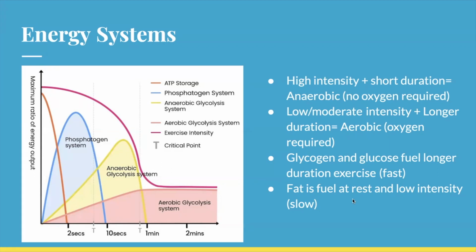Now, this is both fat and carbohydrate or glucose metabolism. So both require oxygen to be converted into ATP to fuel exercise. Fat is a bit slower and used at rest or low intensity, partially used at steady state, whereas glycogen or glucose are a little bit faster and are used more prominently at higher intensity or longer durations of exercise.